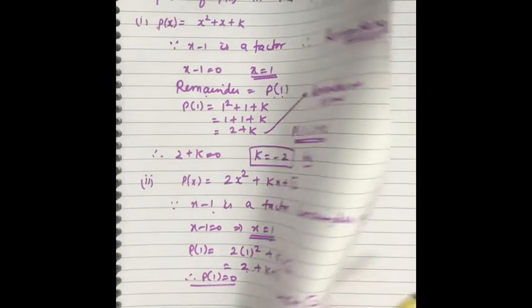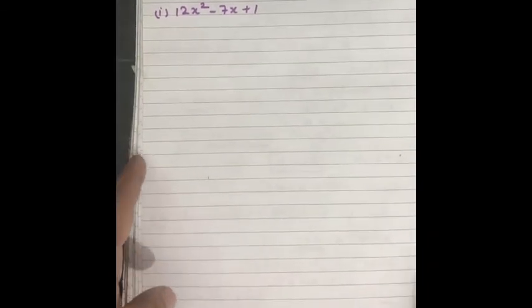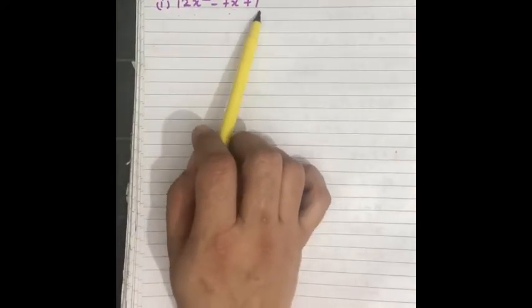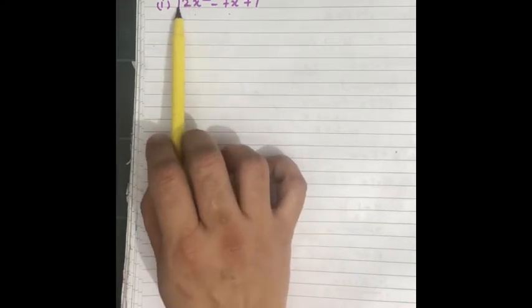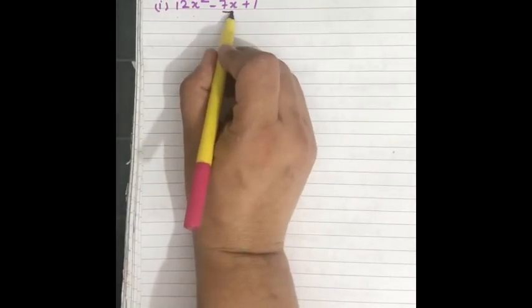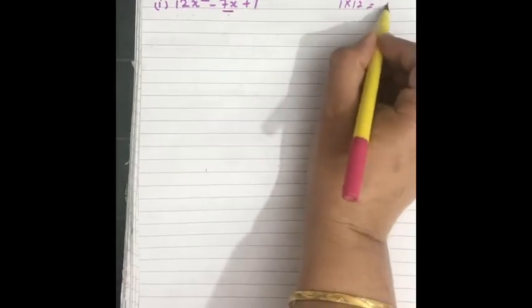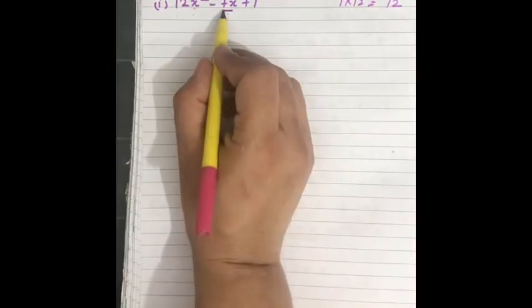Now the fourth question I am explaining. The fourth question is also not new for you. Already you have done in 8th standard how to factorize with the help of splitting the middle term: 12x square minus 7x plus 1. Here the constant term is 1 and the coefficient of x square is 12. So we have to split this middle term 7x in such a way that when we multiply, it should be 12 into x square, and when we add it should be 7.